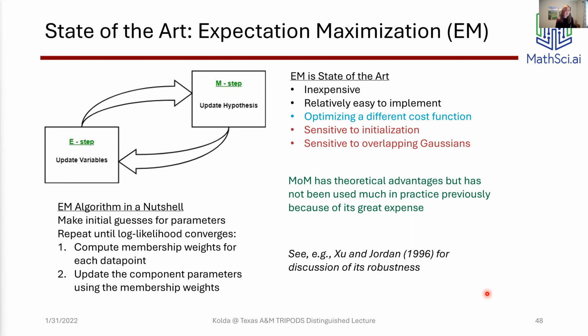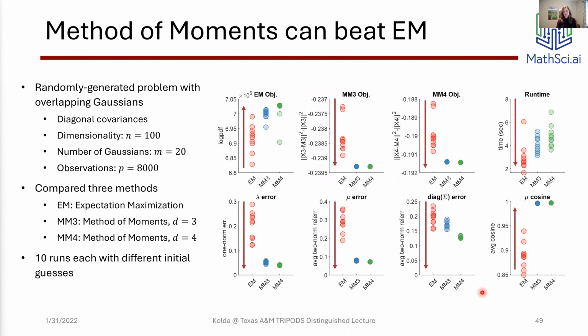So if we compare, these are just some simple examples. So EM works great, okay? But there are times when it doesn't work. And so my main goal in these couple of examples is just to show you that sometimes we do better. And it's usually when the Gaussians are overlapping.